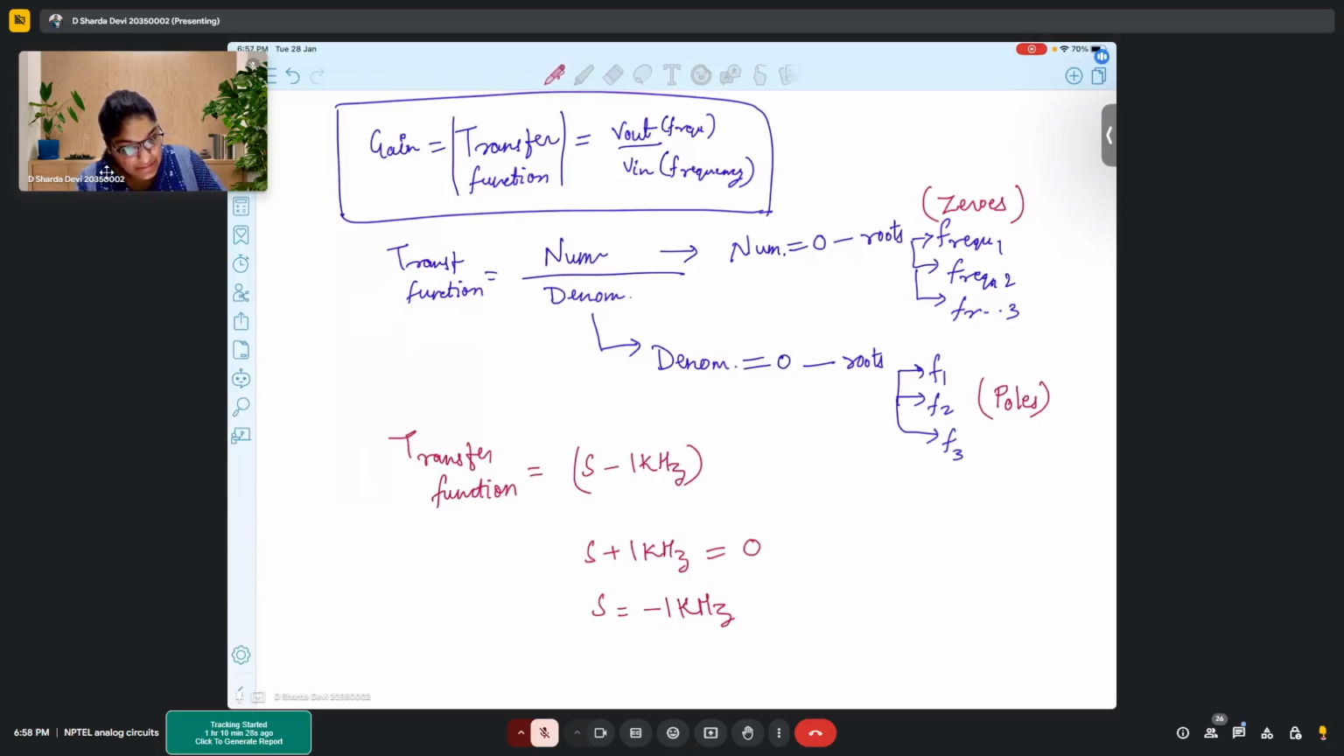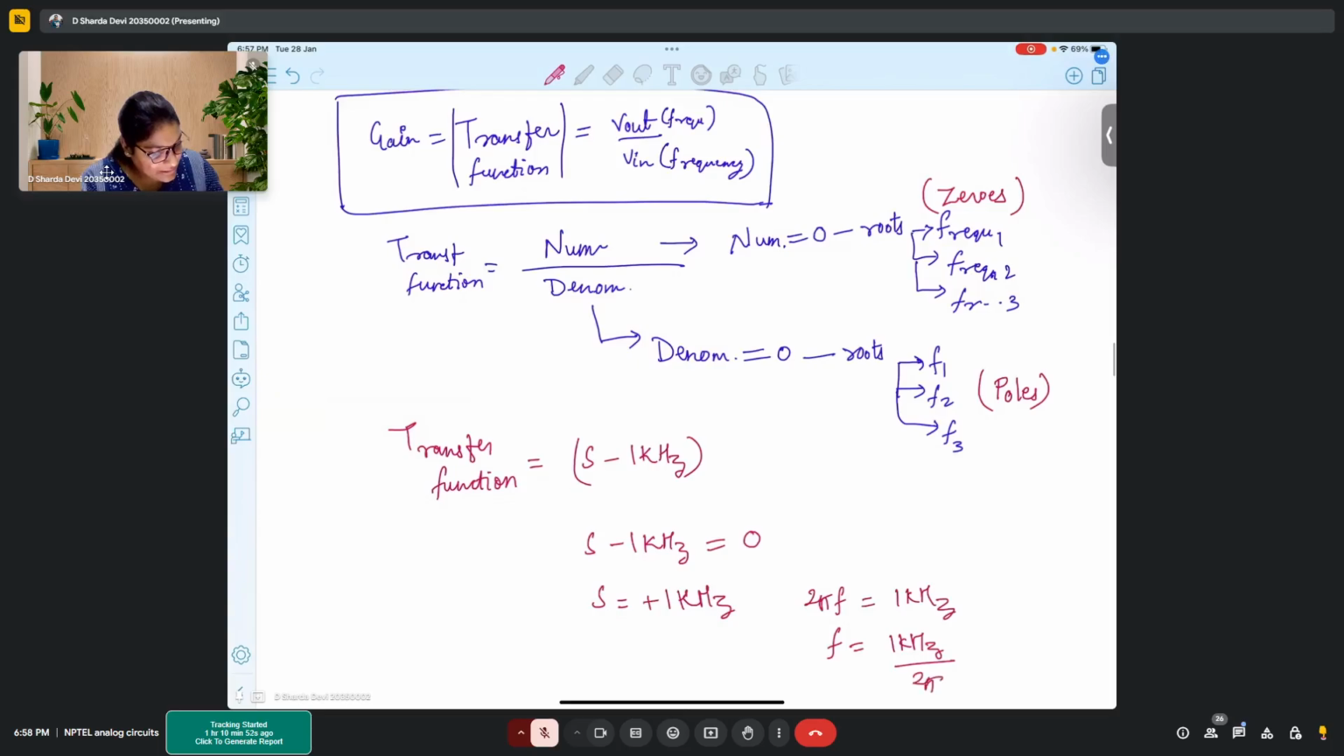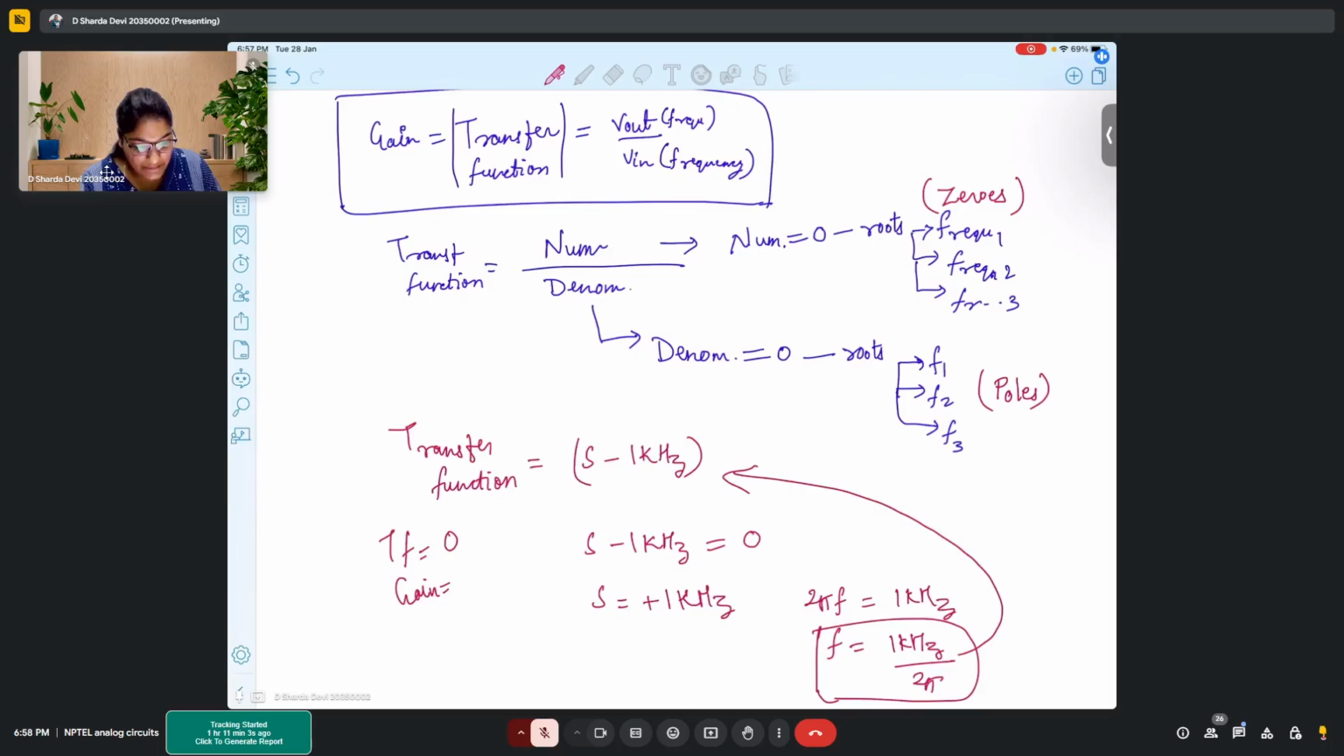Let's make it further simple. If here it is minus, then here it is plus. And s is nothing but omega, so 2 pi f is 1 kilohertz. So f is 1 kilohertz by 2 pi, right? So the moment I put this value over here, my transfer function will become 0, right? So the gain of the system will also become 0, right? At this point, you just have to find the magnitude of this.